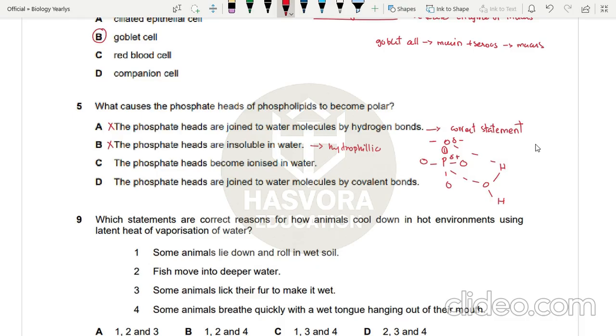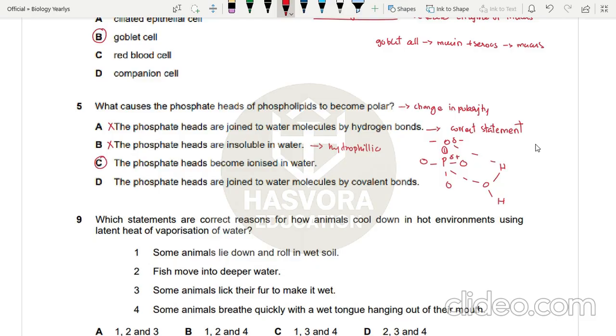The phosphate has linked up with the water, and it can break to produce ions. So when they produce ions, they become polar because there is a change in the polarity, or you can also say there are partial negative or partial positive charges on the species. So C will be the correct answer.